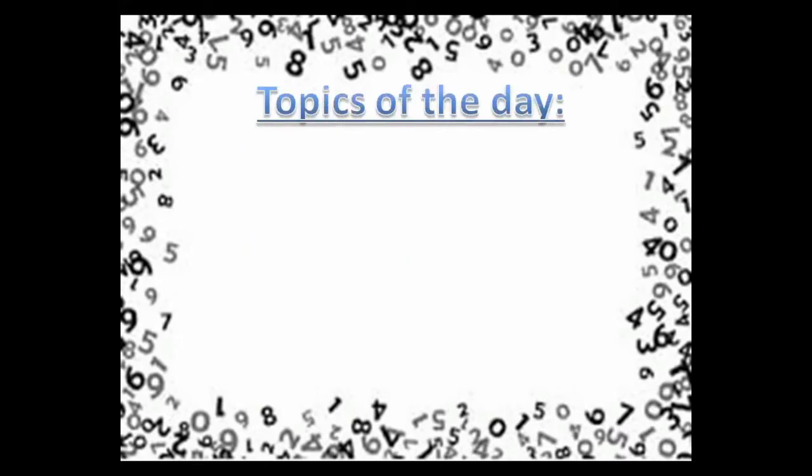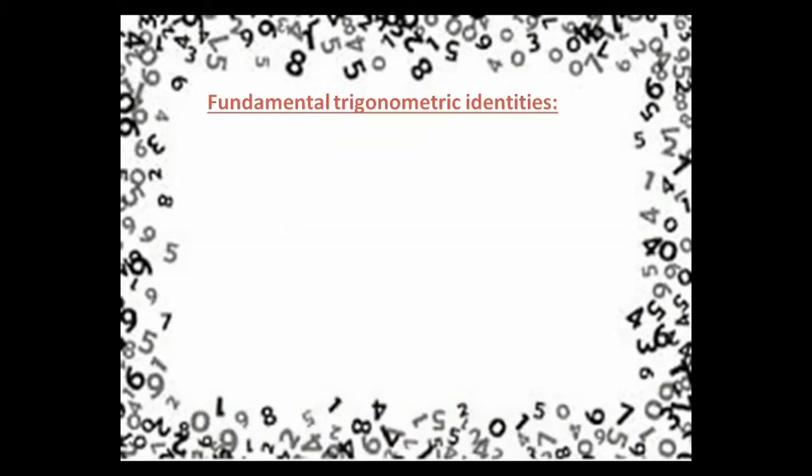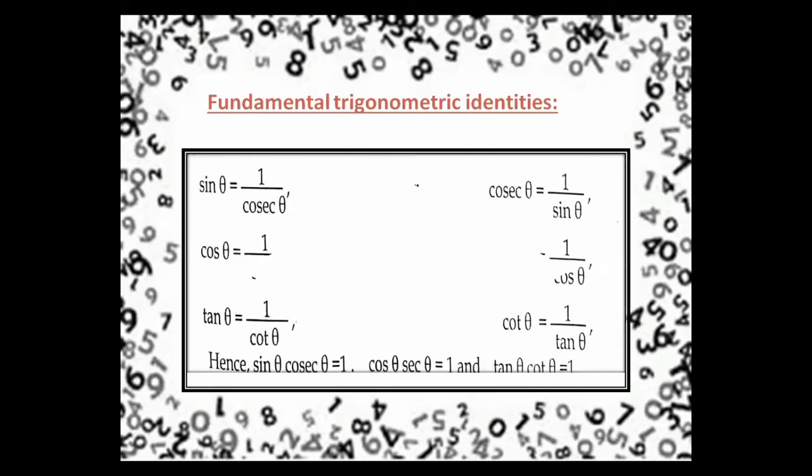Now, topics of today's class are: first, fundamental trigonometric identities, then proof questions of exercise 15.3, then we will solve right angle triangles of exercise 15.4, then we find height and distance by using trigonometric ratios, then we will solve problems of exercise 15.5. Now, first objective, that is fundamental trigonometric identities. So I'm going to share fundamental trigonometric identities, and they are the 6 ratios.